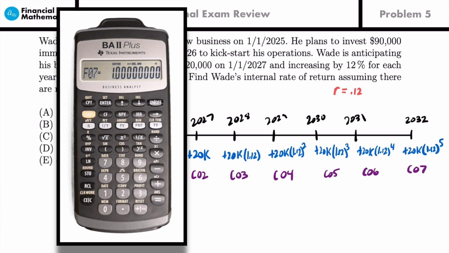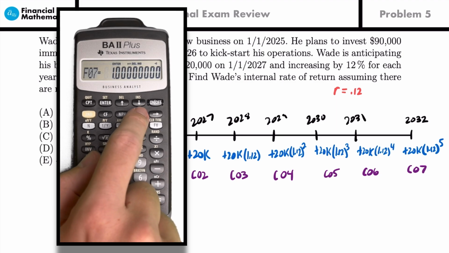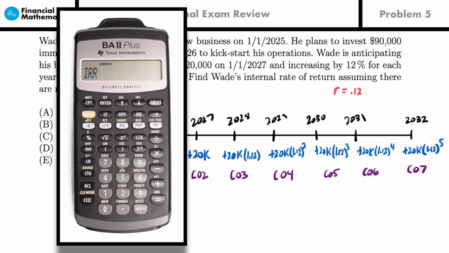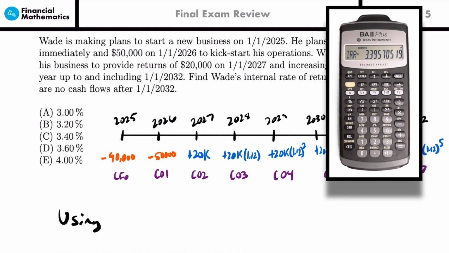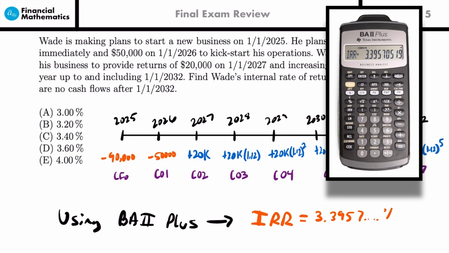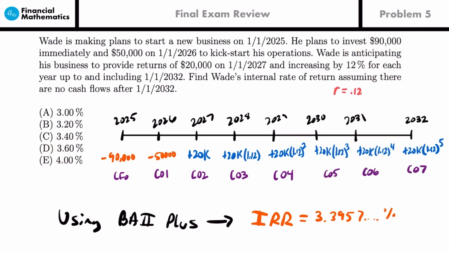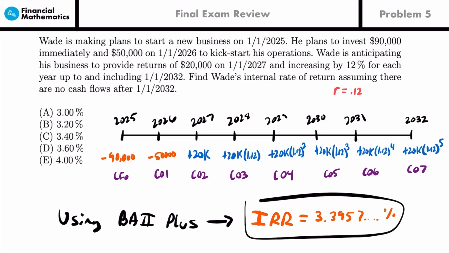Now that we have entered all our cash flows, what we want to do is hit the IRR button, and then hit compute. It takes a little while, as you just saw, but now we've got our final answer of 3.39%, or really you could round that up to 3.4%. All right, so using the BA II Plus, I'll write that down here, using the BA II Plus, we found that the IRR is equal to 3.3957%, which would be the same as 3.4%. So our final answer would be answer C. That is the correct answer choice for this problem.